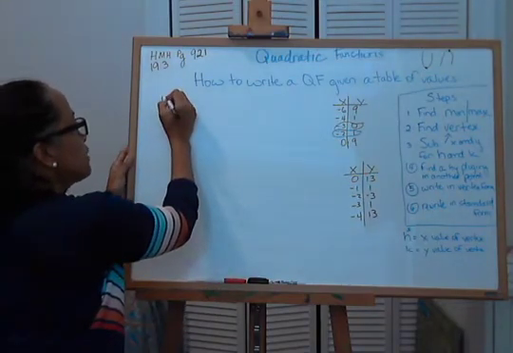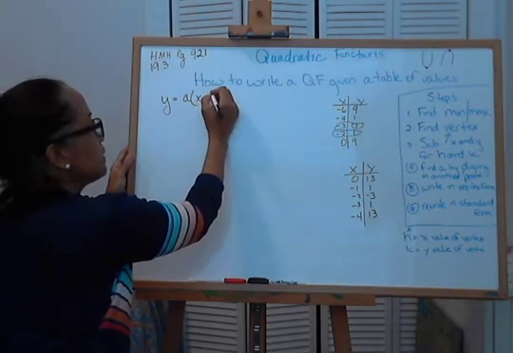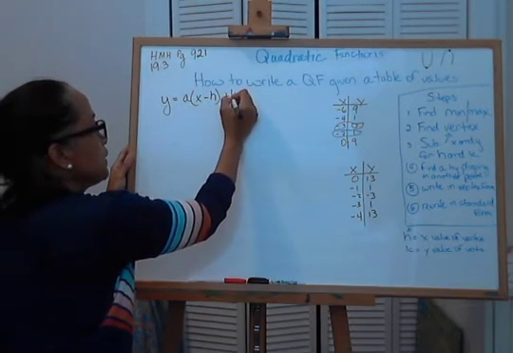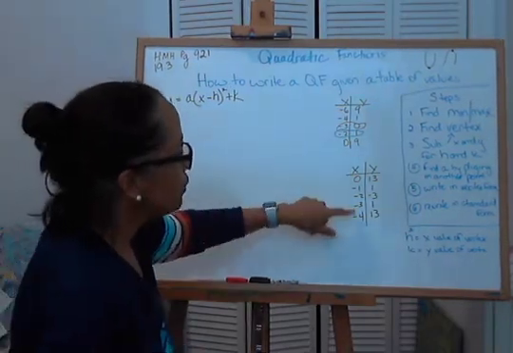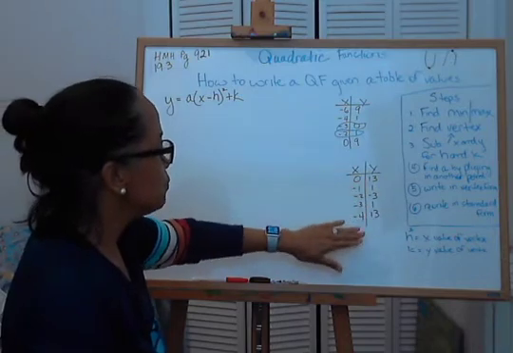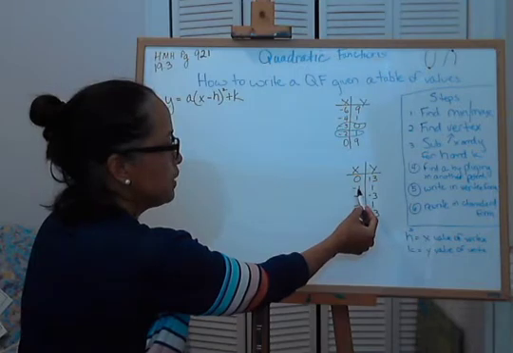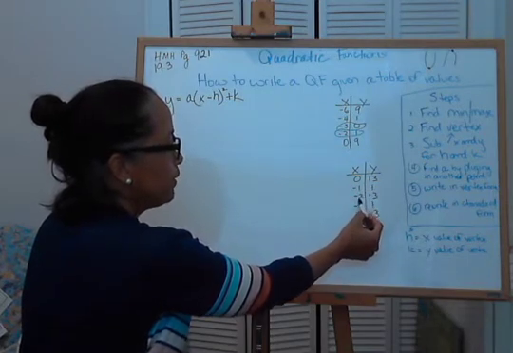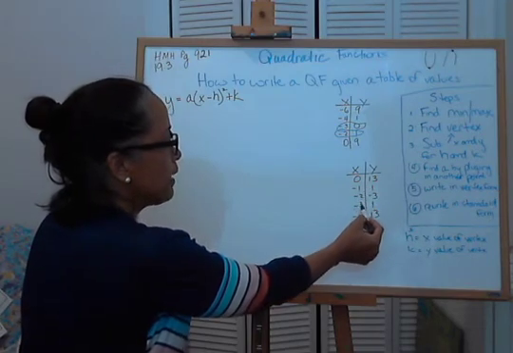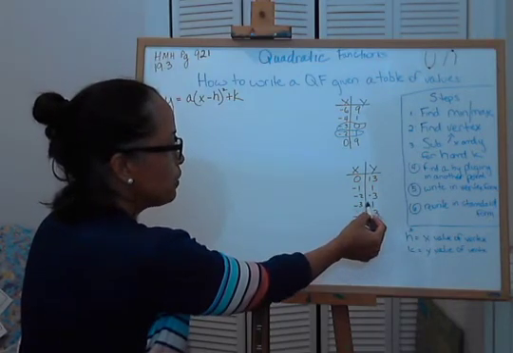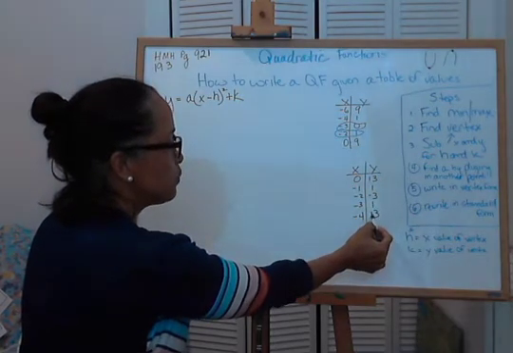I'm going to put up vertex form again here: y = a(x - h)² + k, so that we can use that as a reference as we go on. So let's take a look at this table of values. When x is 0, y is 13. When x decreases to -1, y is 1. When x becomes -2, y goes down to -3. And then when x becomes -3, y goes back up to 1. When x is -4, back up to 13.